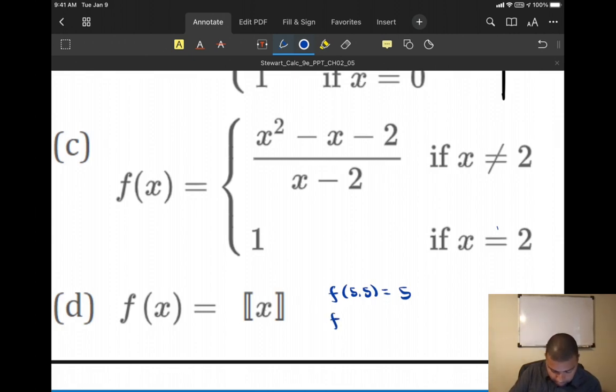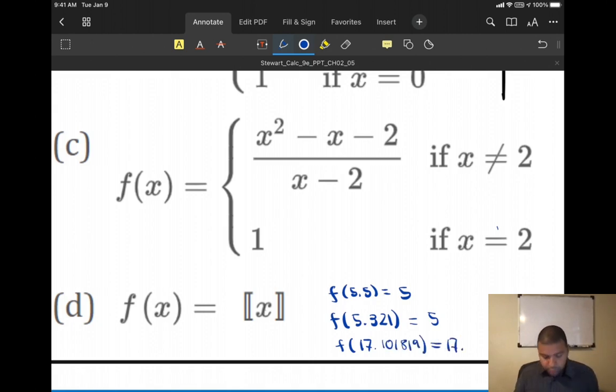So like f of 5.321, that's 5 as well. F of, doesn't really matter, right? Like 17 point, just making numbers up. Okay, so basically just get rid of the decimal part and you get just the whole number part.